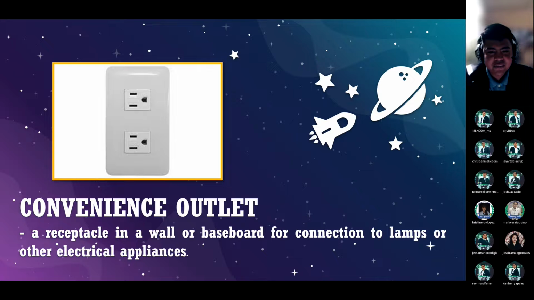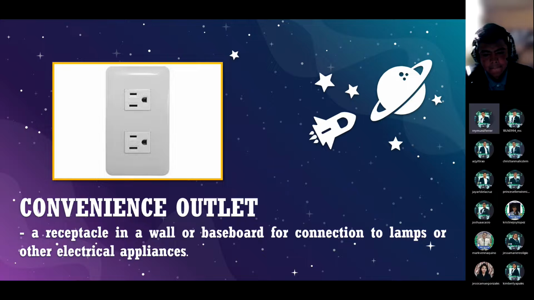Okay, let's proceed to our discussion of different electrical materials and supplies. First one, kindly read convenience outlet, Mr. Raymond. Convenience outlet: a receptacle in a wall or baseboard for connection to lamps or other electrical appliances. Okay, convenience outlet.